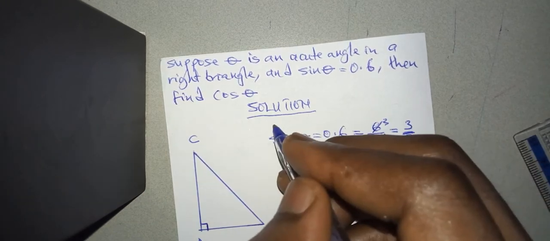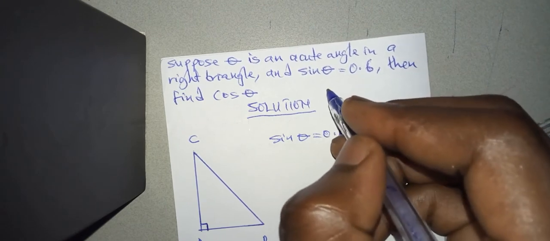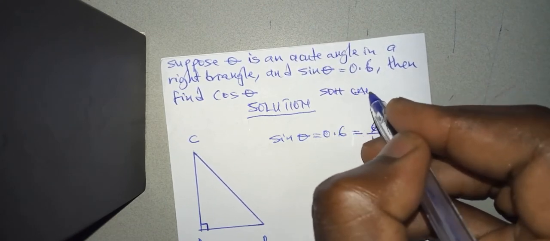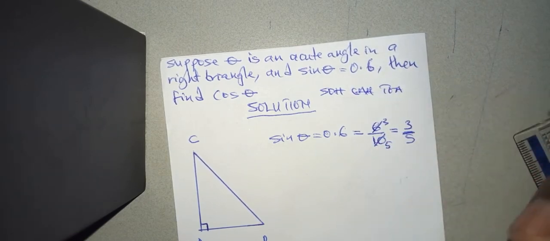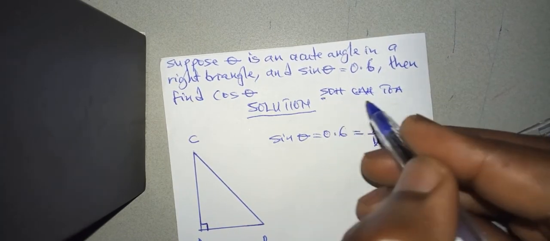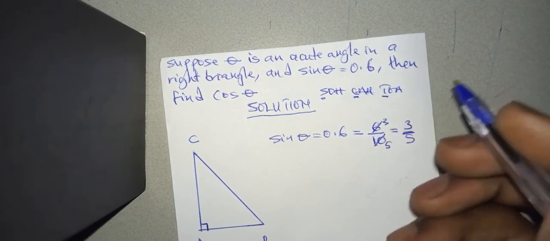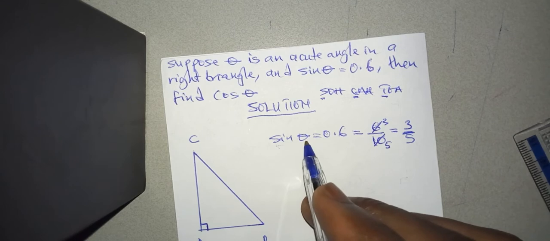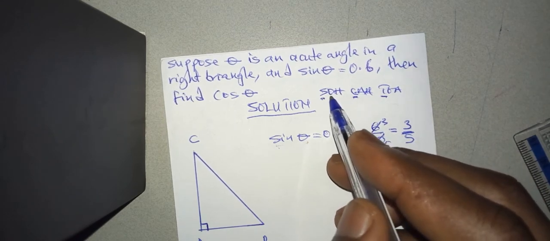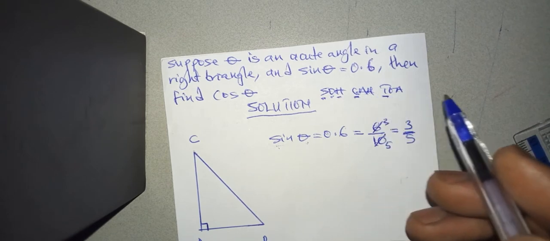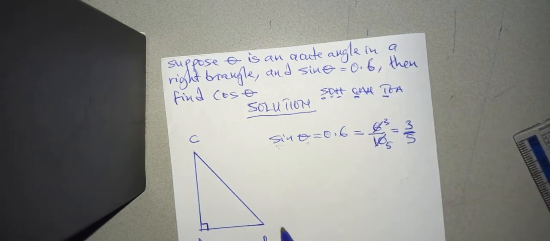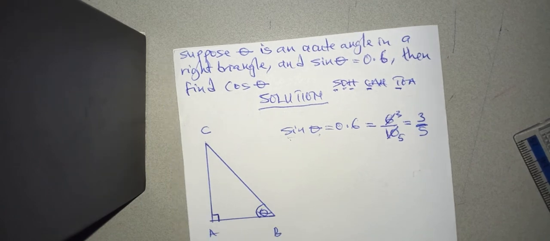Now, what is sine? You remember SOH CAH TOA. This is sine, this is cos, this is tan. Look at the sine of theta. It means we are dealing with opposite and hypotenuse. I can choose to put my theta here, or there, or here. Since it's an acute angle, it can be put anywhere.